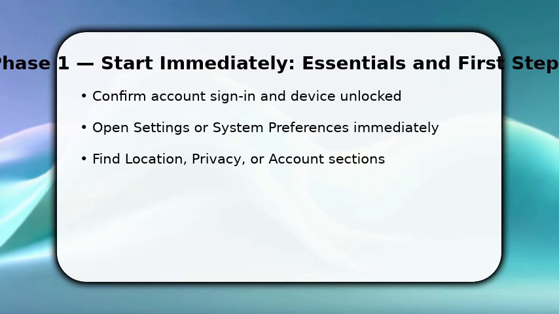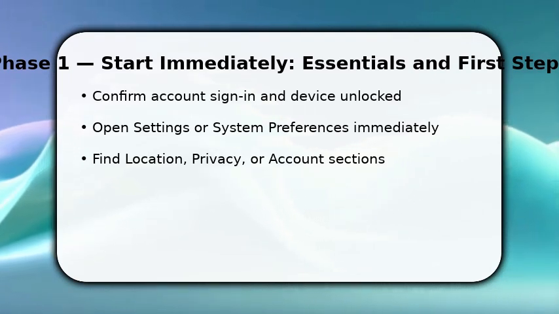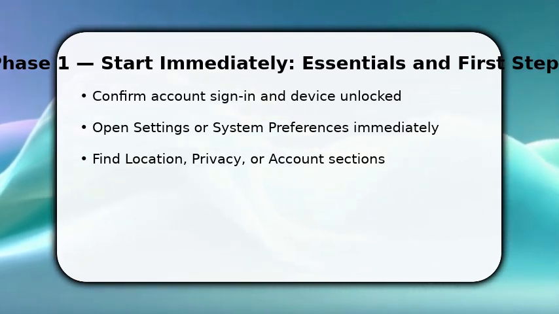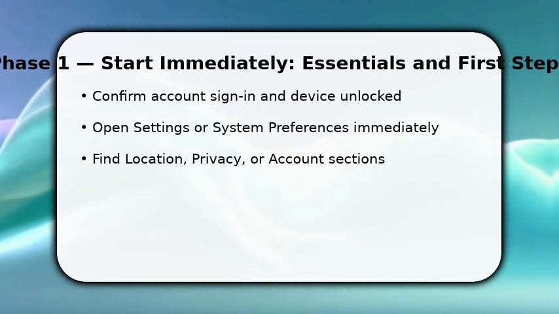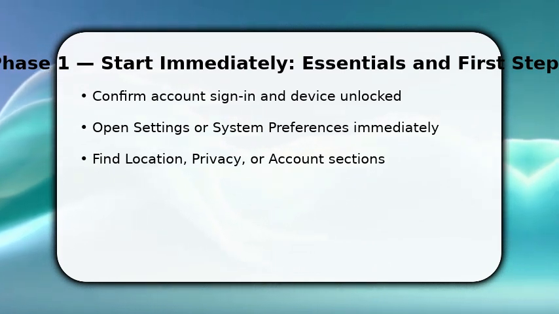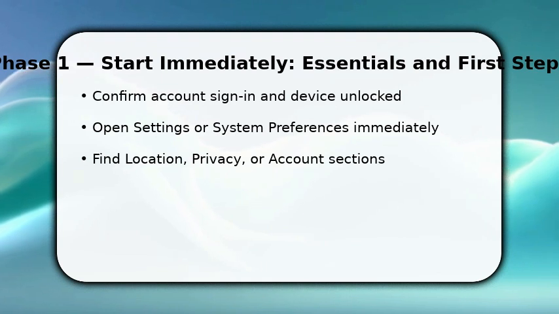Enjoy the video. You start by confirming you're signed in and the device is unlocked. This prevents permission errors. Next, open Settings. On mobile, use the Settings app. On desktop, go to System Preferences.